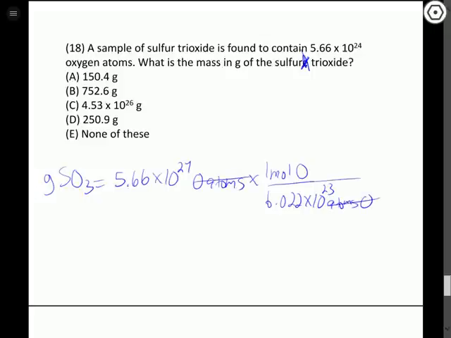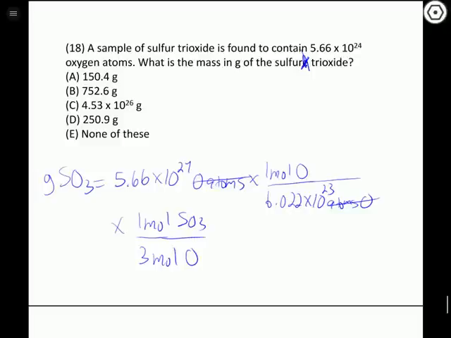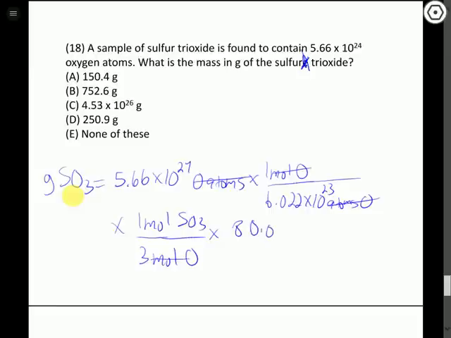So that's moles of oxygen, but we're looking for the amount of SO3 that contains this many oxygen atoms. So 1 mole of SO3 would be 3 moles of oxygen. That comes from the chemical formula again. SO3 tells us that for each mole of SO3 we have 3 moles of oxygen. So if we want to find the amount of SO3, we have to use that conversion. And then the mass of SO3, we're just going to multiply by its molar mass, which I didn't give to you, but it's 80.07 grams of SO3 for every 1 mole of SO3. And that gives us 250.9 grams.